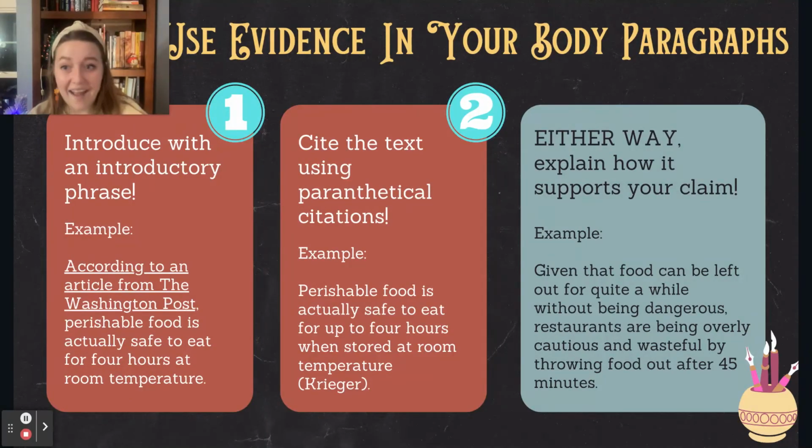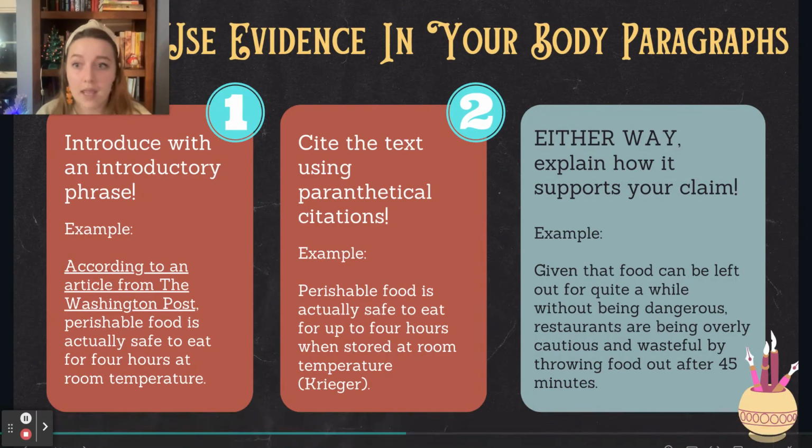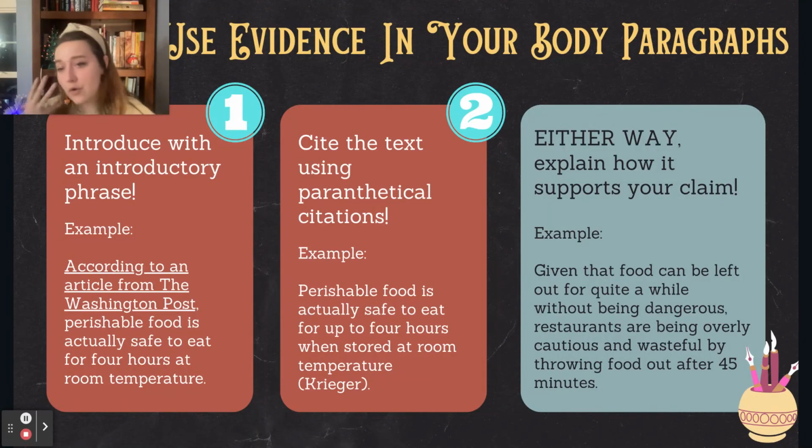So here, I have the same evidence. Perishable food is actually safe to eat for up to 4 hours when stored at room temperature, but then I include the author's last name in parentheses, and after my parentheses end, I put a period, okay? Take a look at how these look different and how they read differently too, okay? Now, it's important that either way you explain how your evidence proves your claim is right.